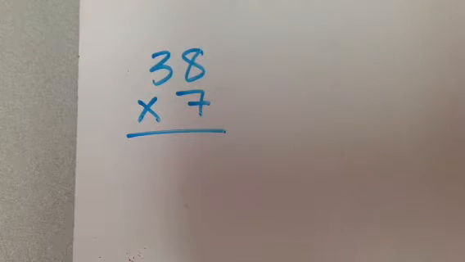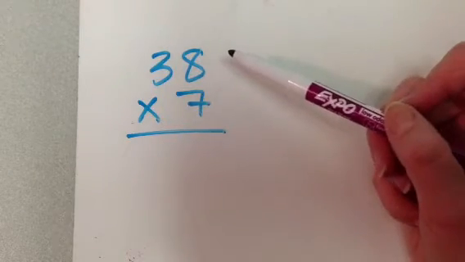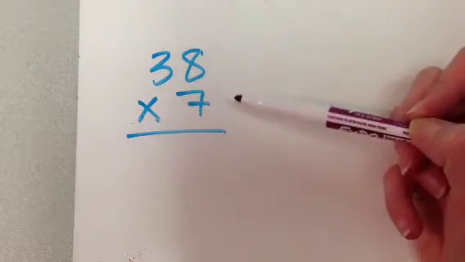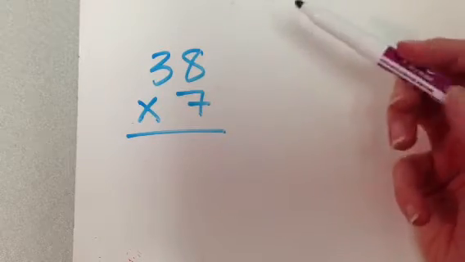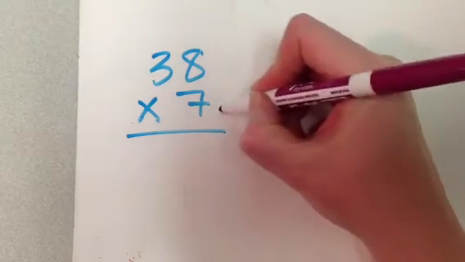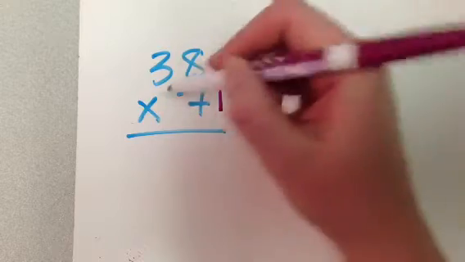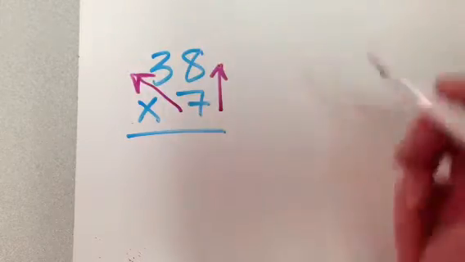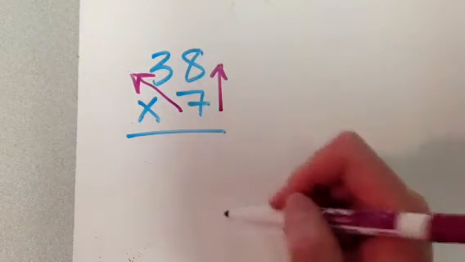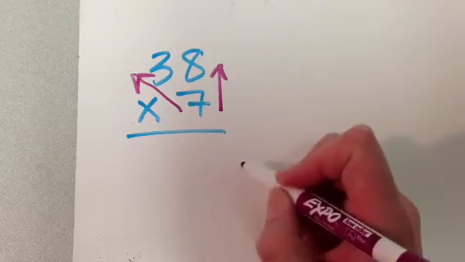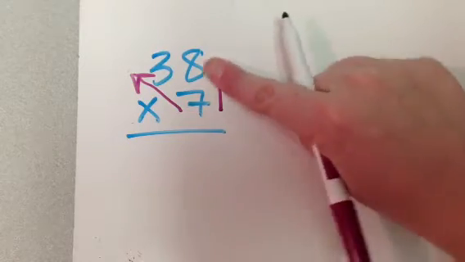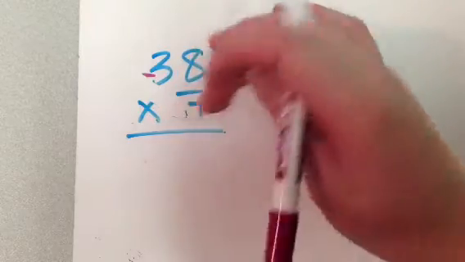Hey, math class. Okay, so today we're going to review multiplication and talk about how it's done, how to multiply numbers together. So here I have an example. I have 38 times 7, and I'm simply going to multiply the 7 times the 8 and then the 7 times the 3 and write my answer underneath, carrying anything if necessary. So let's look at that, okay?